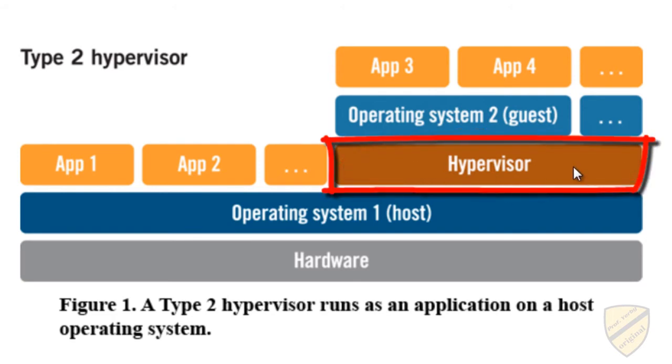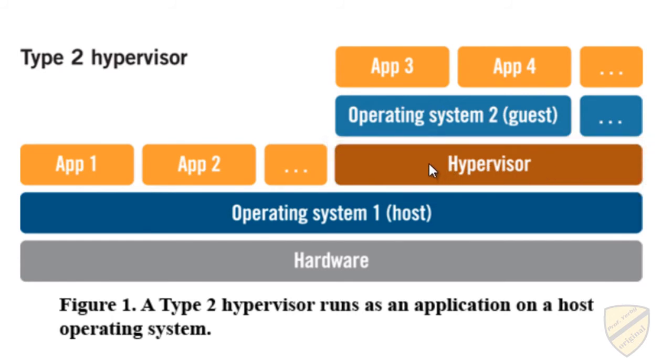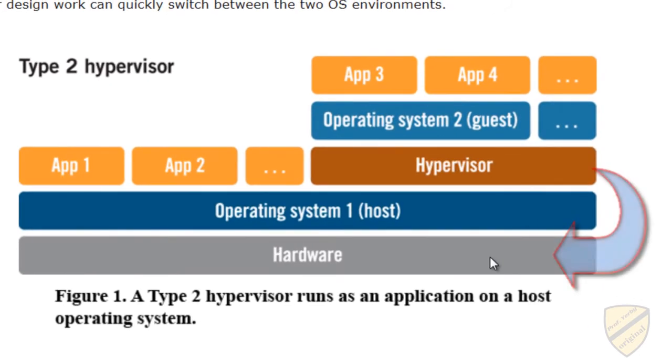So we see this block here. It says hypervisor. This is our Type 2 hypervisor. And you say, well, what makes it a Type 2? Well, what makes it a Type 2 is that it's running on top of this operating system. It's not interacting directly with the hardware.